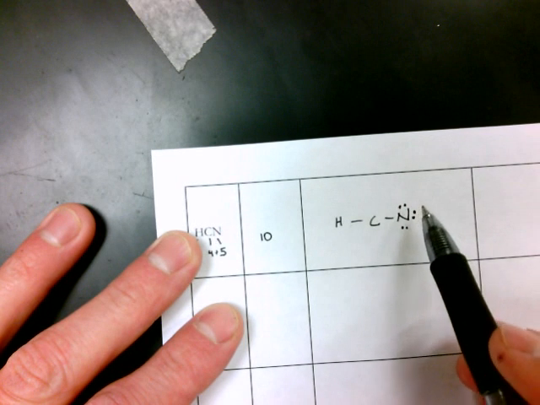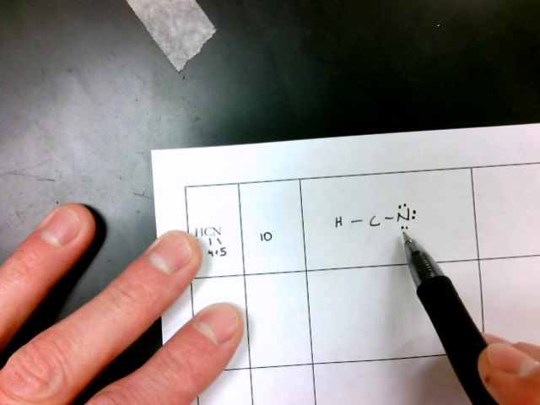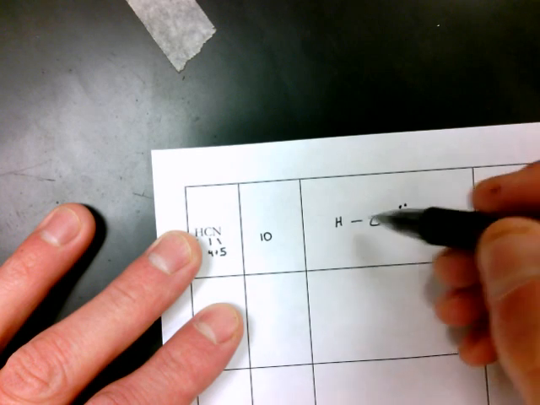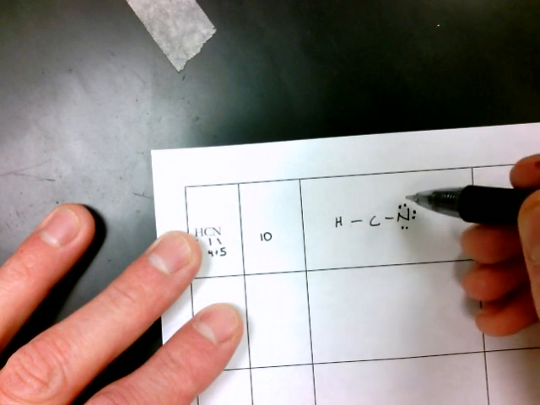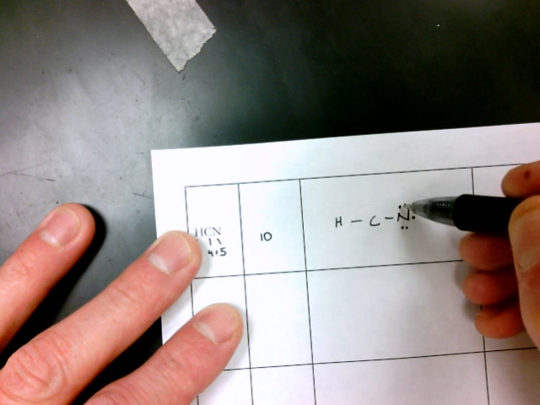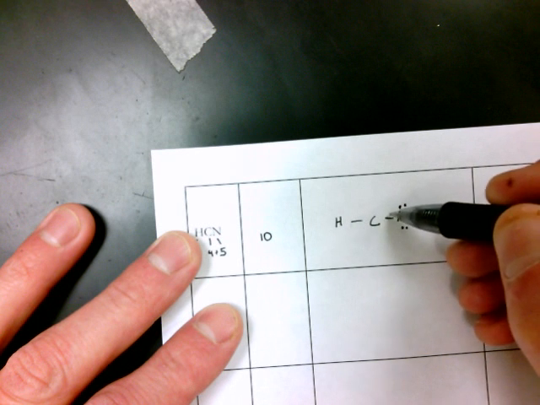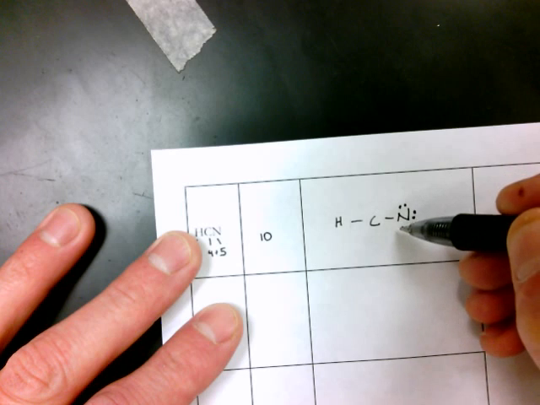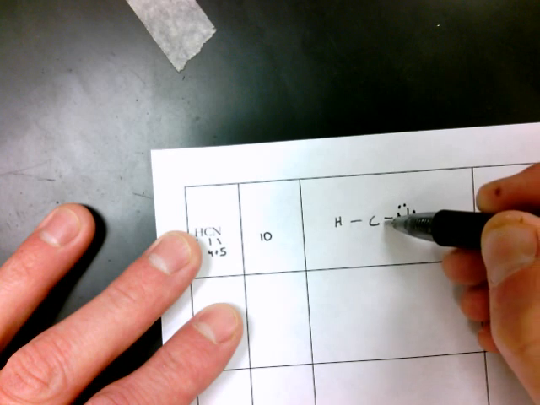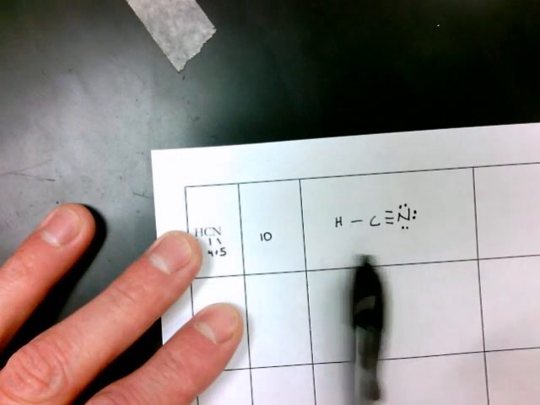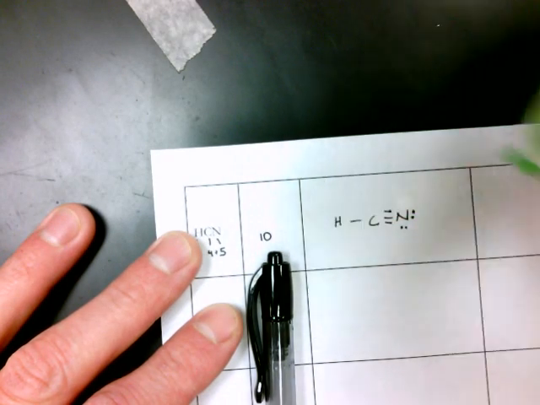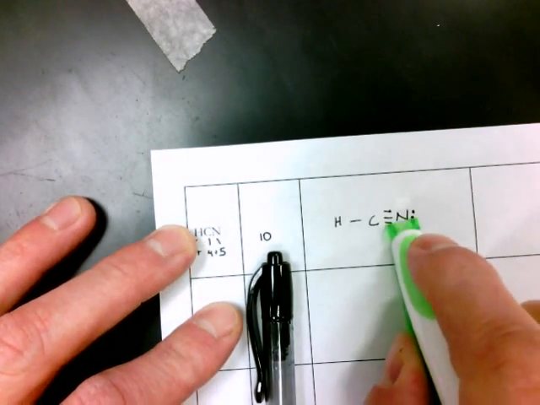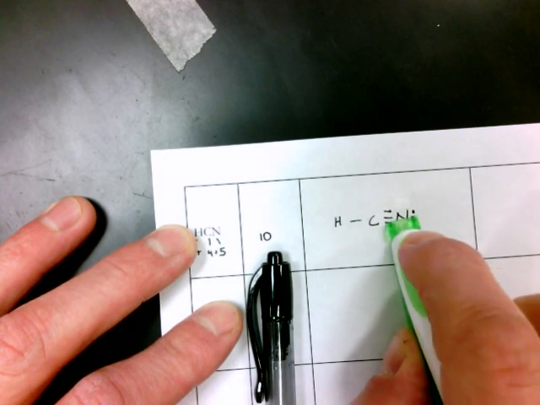So we have 2, 4, 6, 8, 10. We ran out. Carbon only has 4, so it needs 2 more, which means we need to move this lone pair, attach it between carbon and nitrogen. This lone pair, same thing. They're going to both get moved, which means we have to form a triple bond. And erase those lone pairs because they just became shared pairs between nitrogen and carbon.